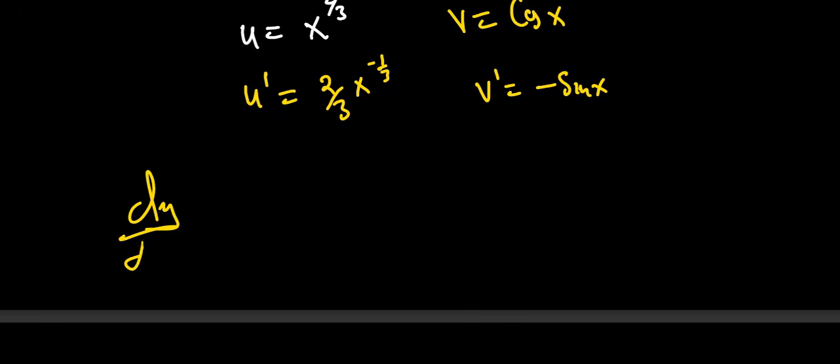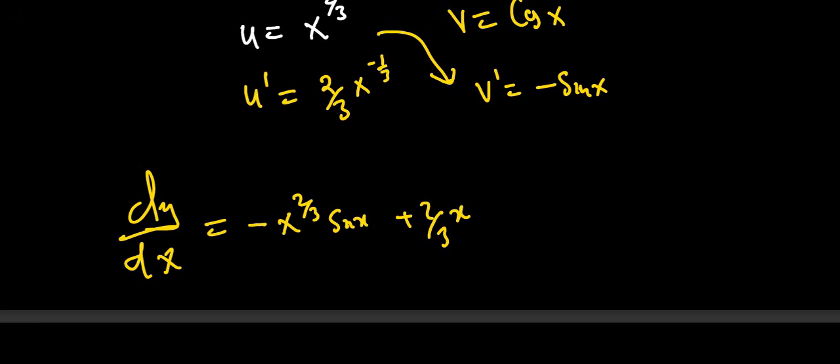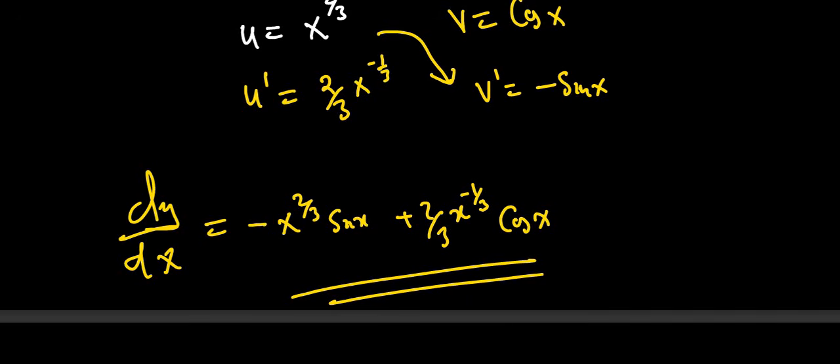Remember, we're using product rule, so this is going to be u times v prime, which is negative x to the 2 over 3, then sine. Then this times that, that's 2 over 3 x to the negative 1 over 3, then we have cos x. So we have this. So this is what you'd get for your question number 3-3.